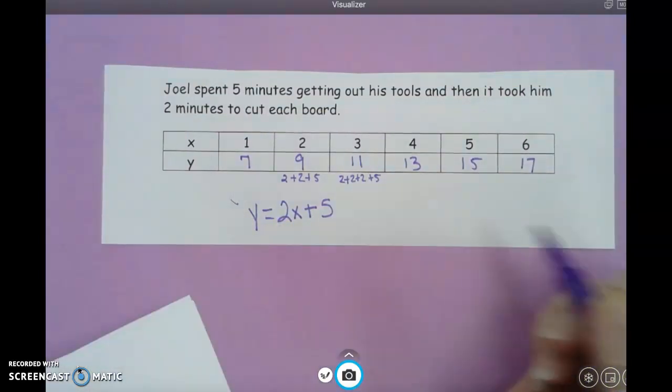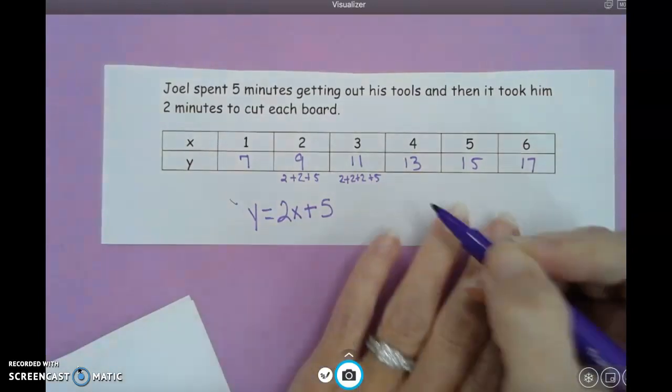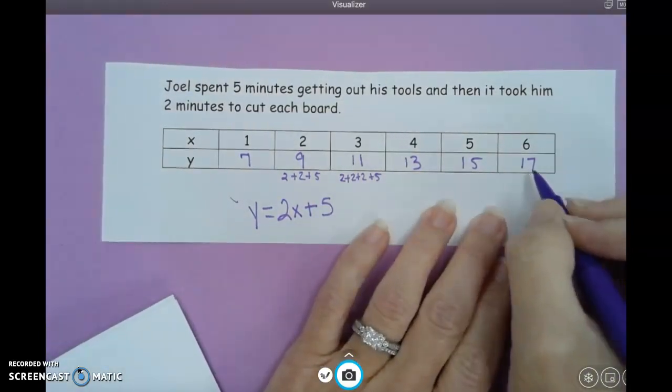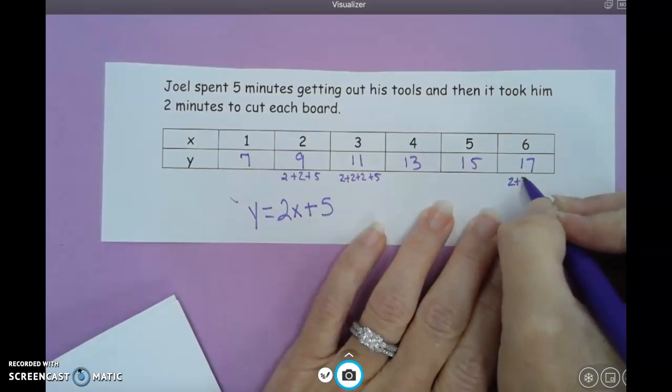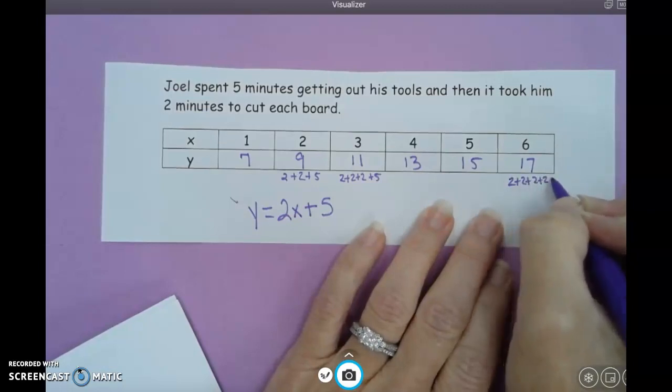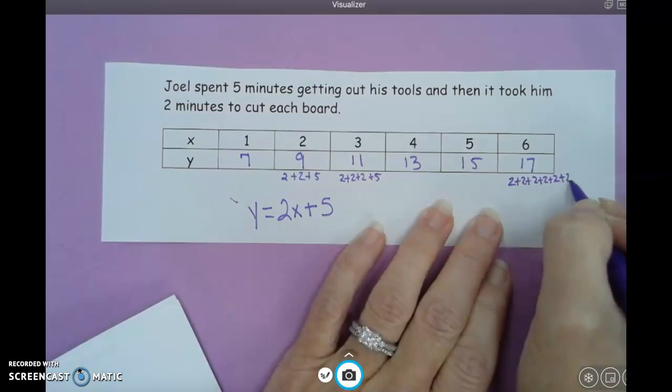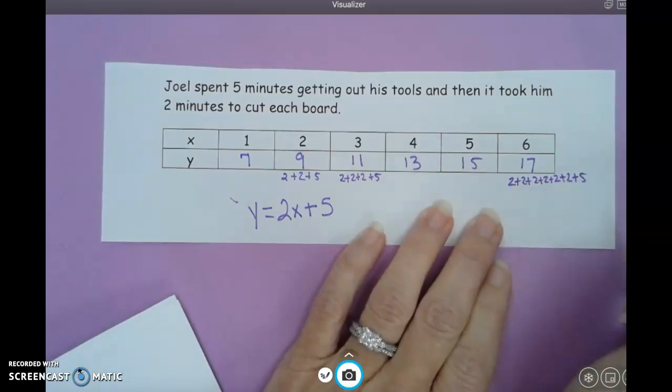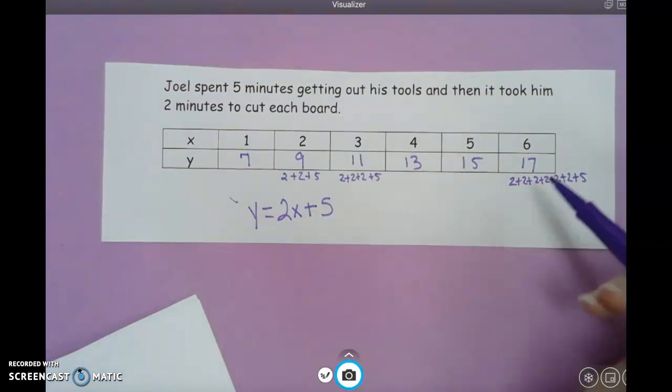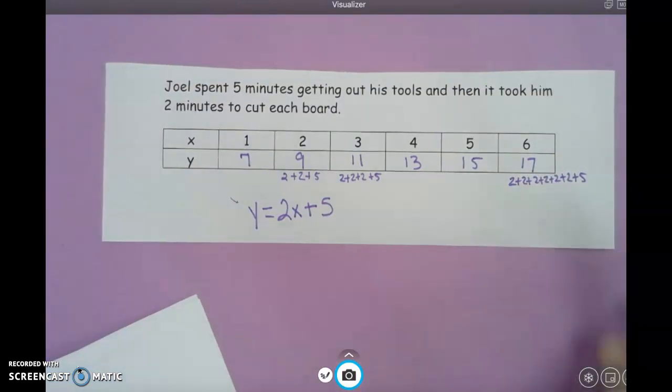So if we write that rule, that would be quicker than coming down here and saying 2 plus 2 plus 2 plus 2 plus 2. So that's 1, 2, 3, 4, 5. I need one more 2, and then plus a 5. So if we can write a rule, we can get to the answer much faster. Okay? So then we got 2 more.